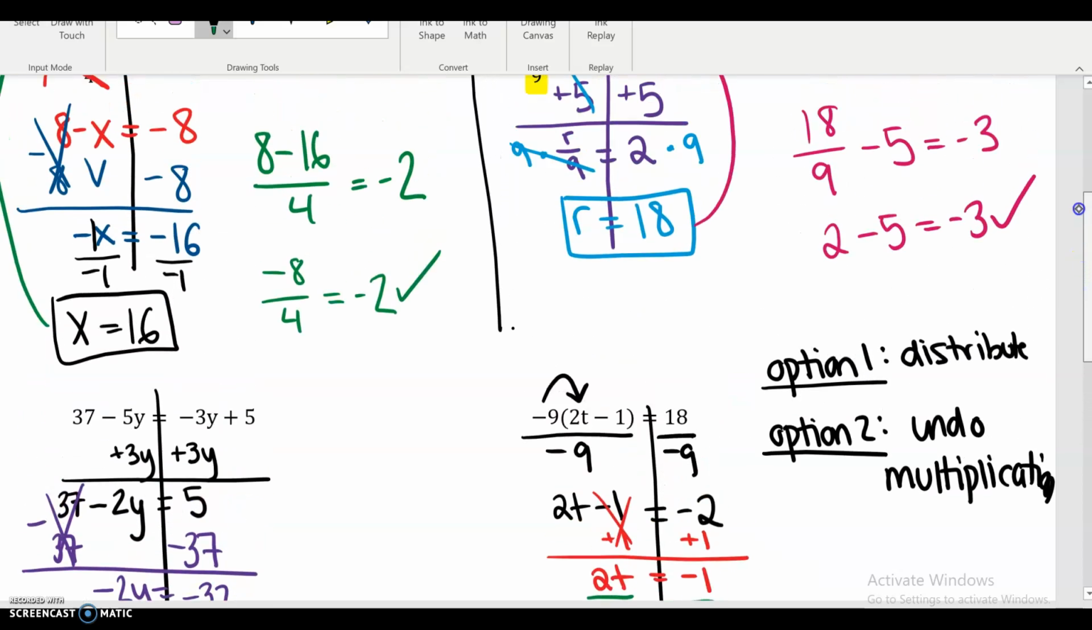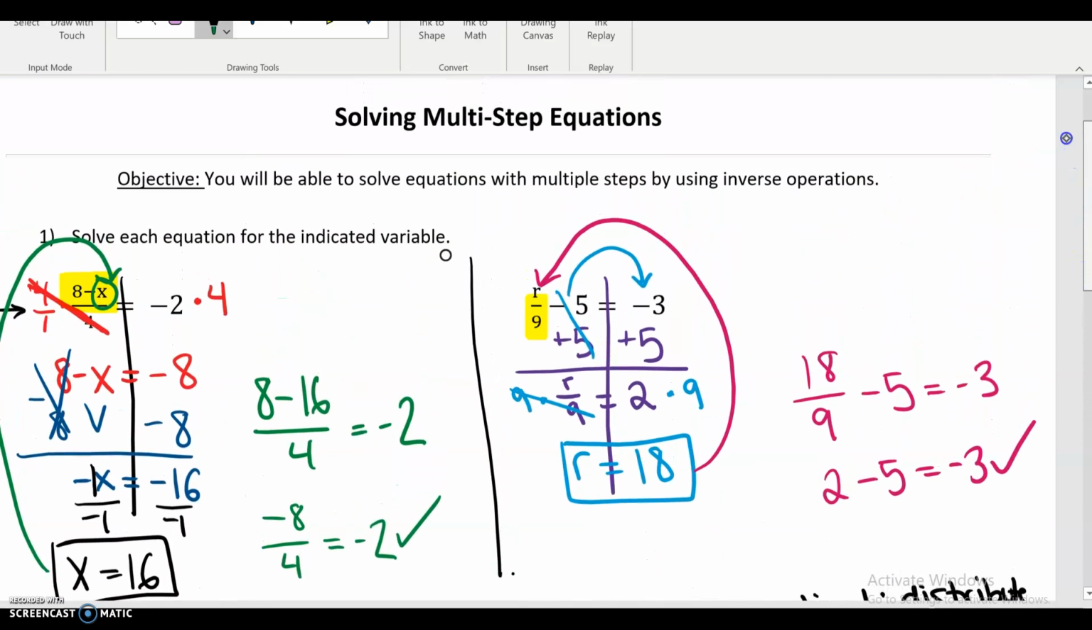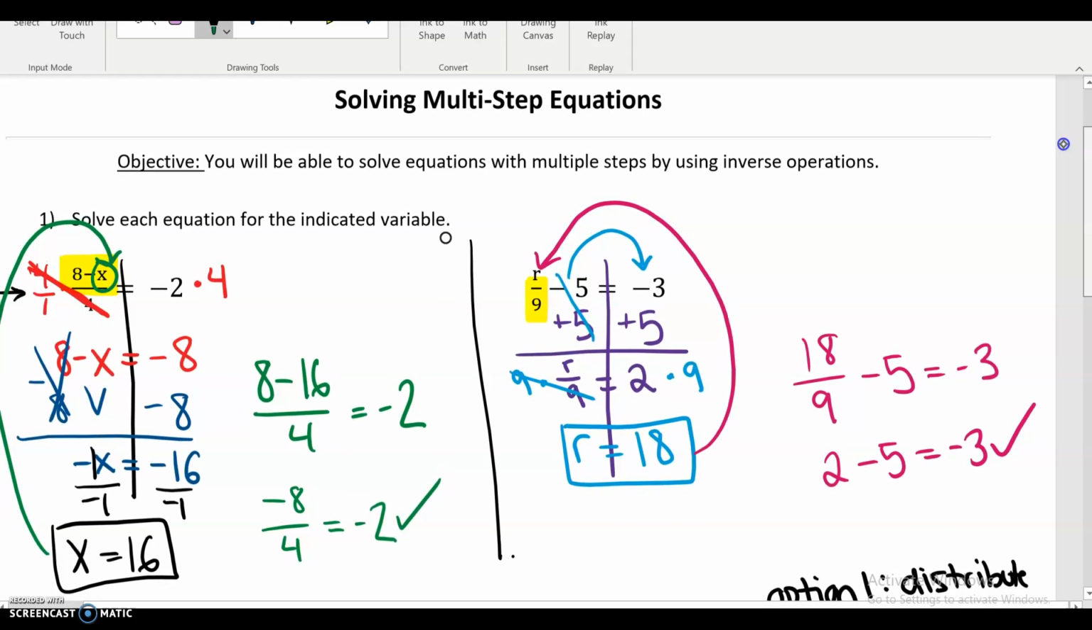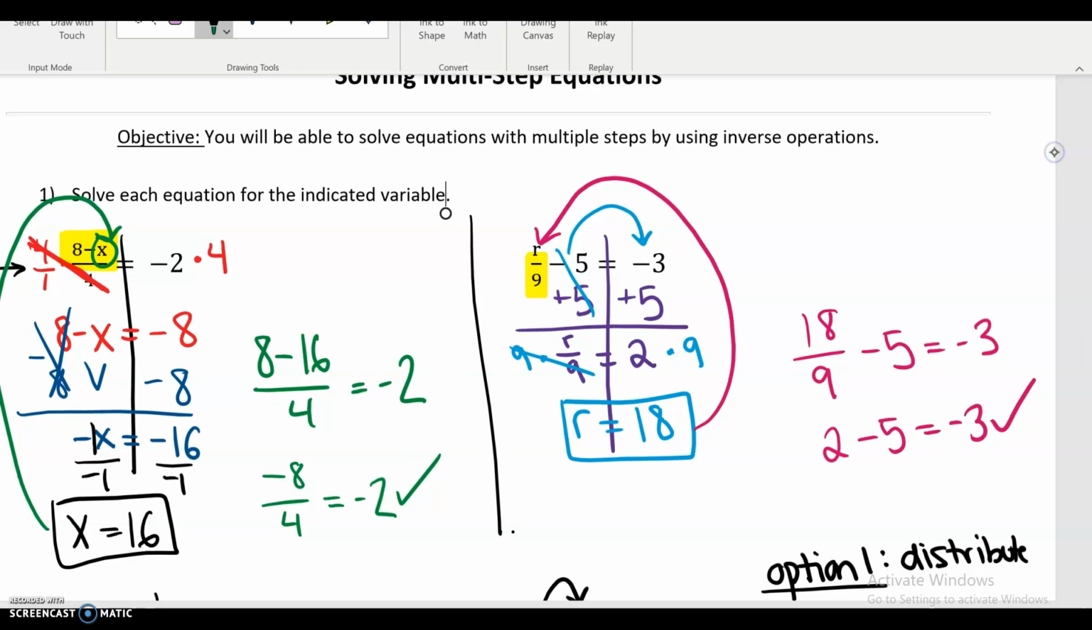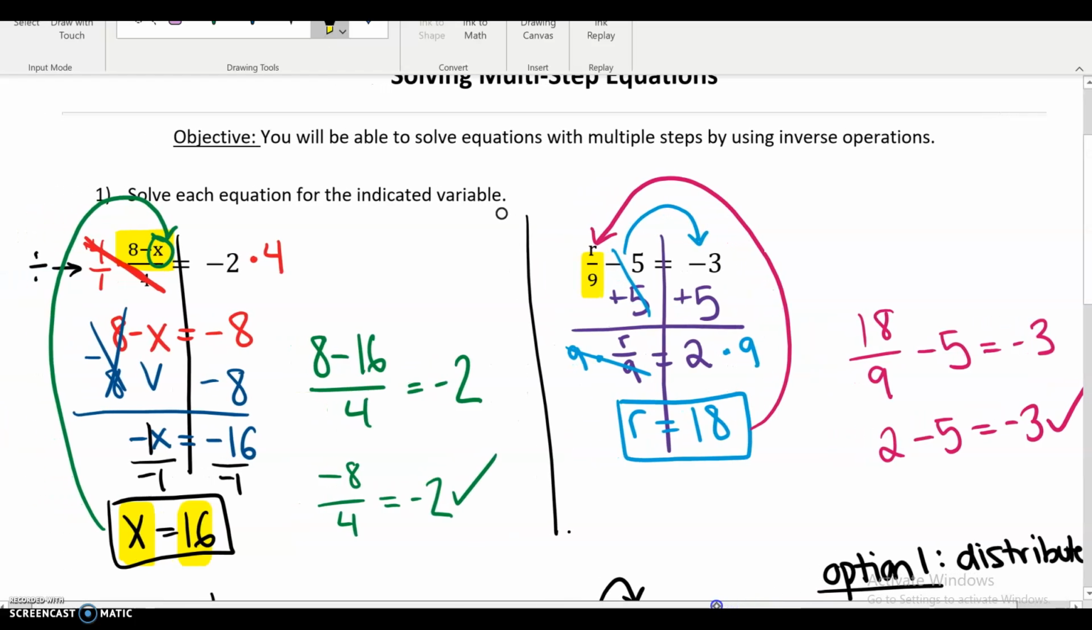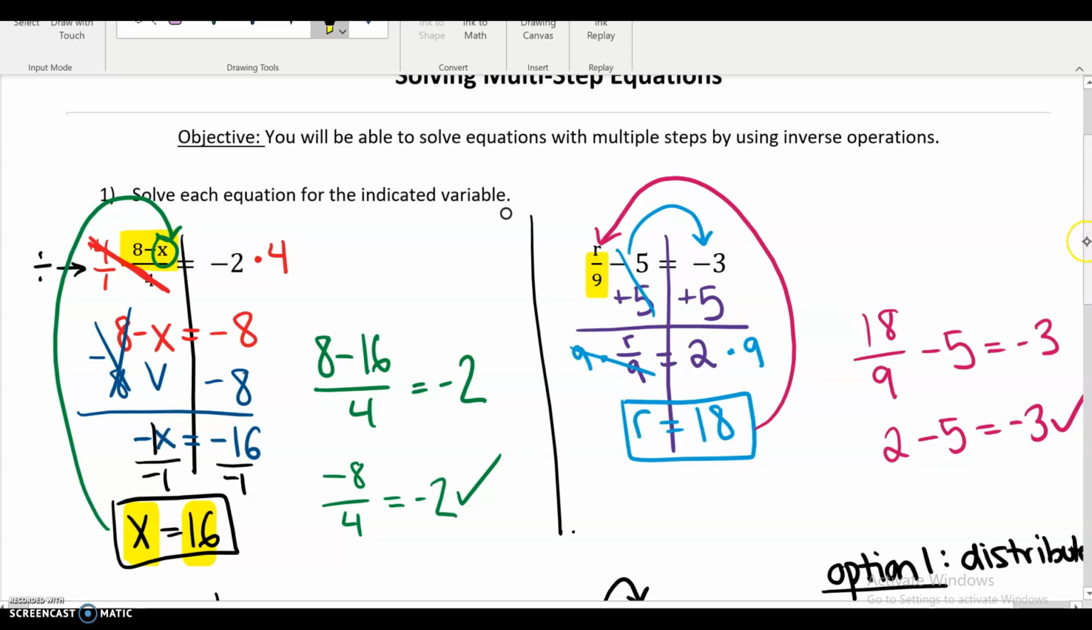Otherwise, that's how you solve multi-step equations. There are lots of different kinds of equations that have multiple steps, and they're all tackled a little bit differently. But if you remember that at the end, you just want to have variables on one side and numbers on the other, they're really not that different. Just different ways of going about it, different inverse operations you use, depending on what you see.